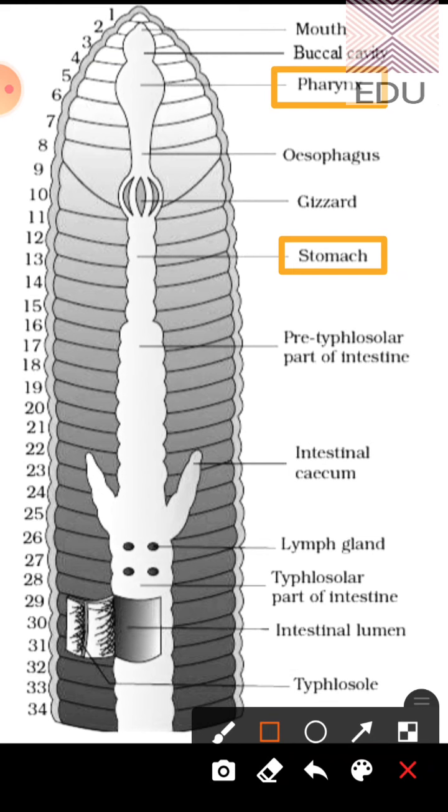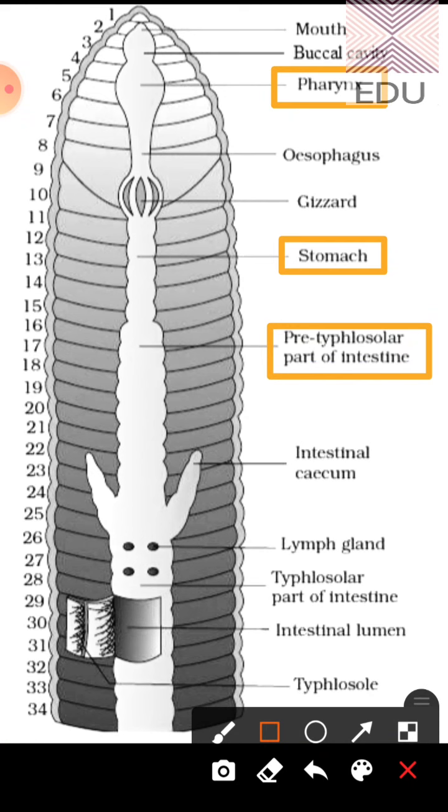The third type of glands are present in the intestine. Here we have the pre-tiflosolar and the post-tiflosolar part of the intestine. The whole of the intestine has gland cells. They produce special digestive juices which are lipolytic and proteolytic in nature, and it also secretes two very important enzymes, the cellulase and the chitinase. So these are the two enzymes which are secreted by the intestinal epithelium.